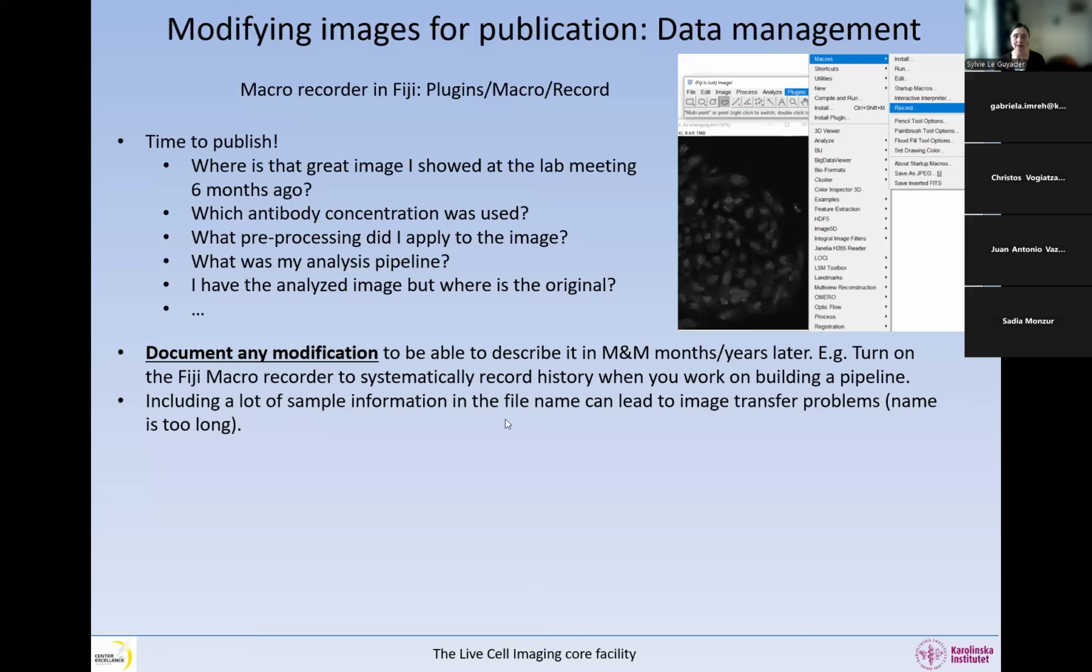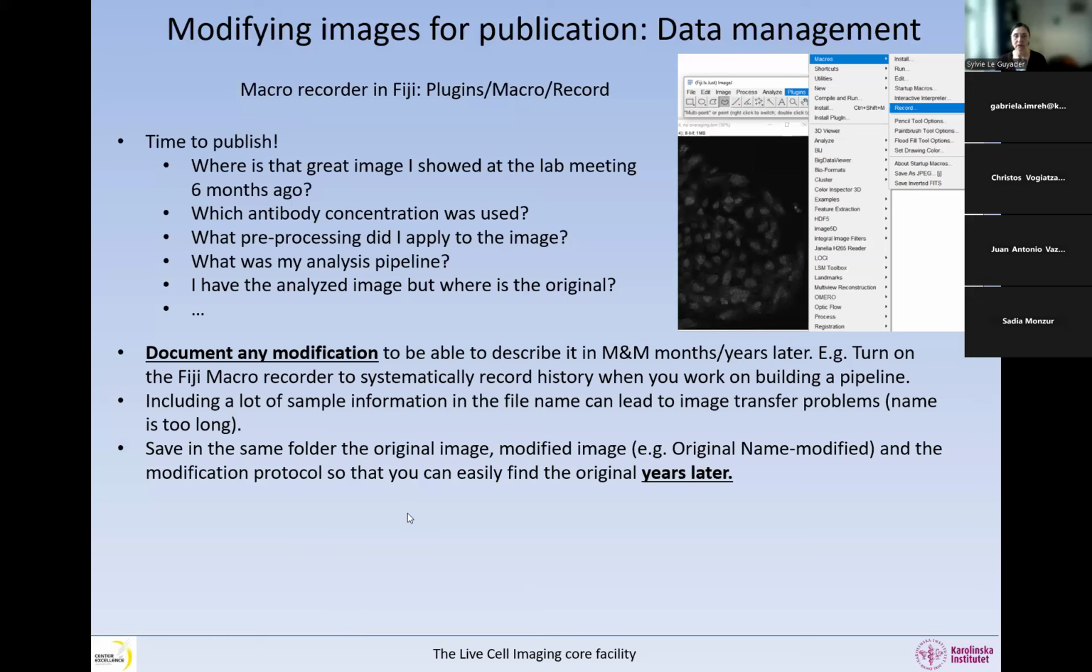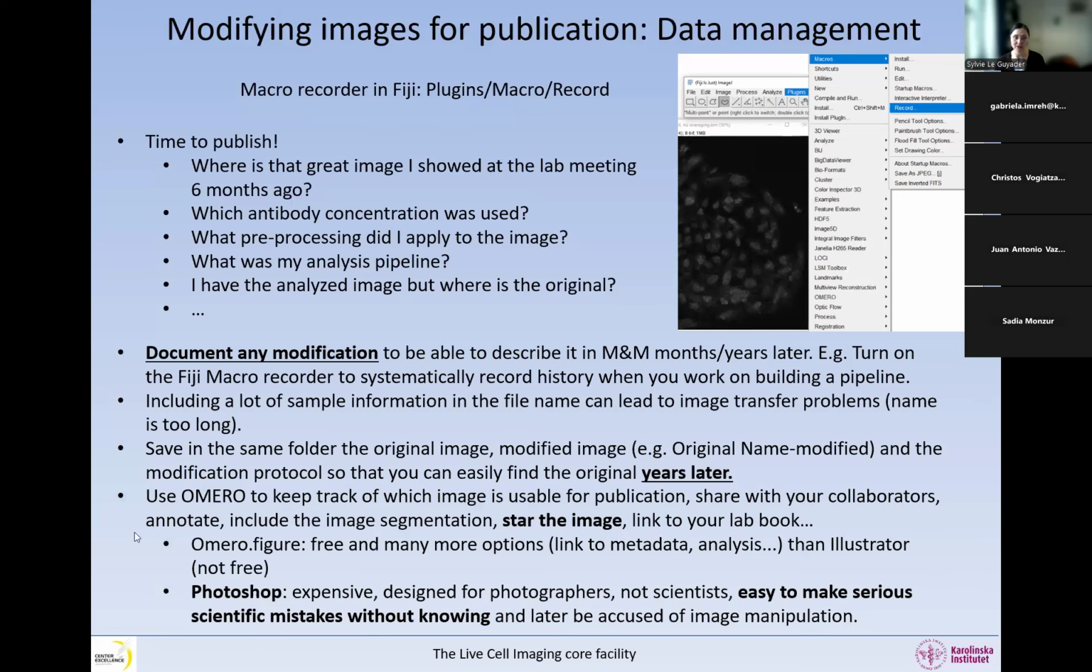If you don't have that, then you must make sure you don't put too much in the name. And then you save the original image in the same folder. So basically what is important there is that you have something systematic and that you just follow that. Set up a system. It will be much easier for you to find the original years later. So Omero is a very great tool.